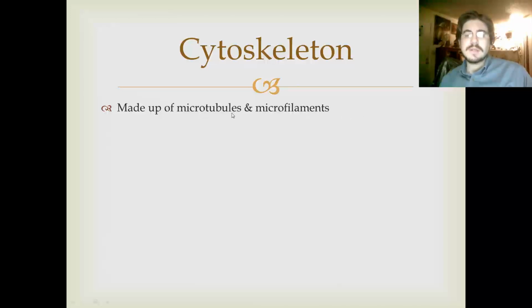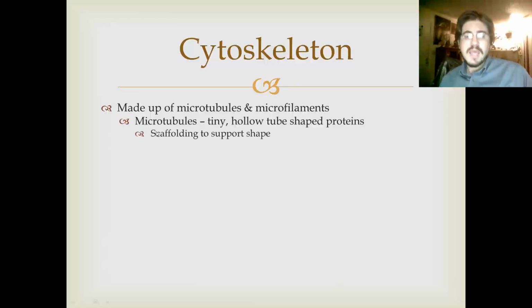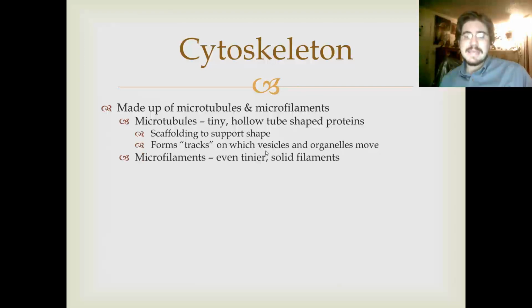Microtubules are larger than microfilaments. Microtubules are tiny, hollow, tube-shaped proteins, and they form a scaffolding to support the shape of the cell, and they also form this sort of track on which vesicles and organelles move. So it aids in the movement of vesicles or organelles to where they need to be.